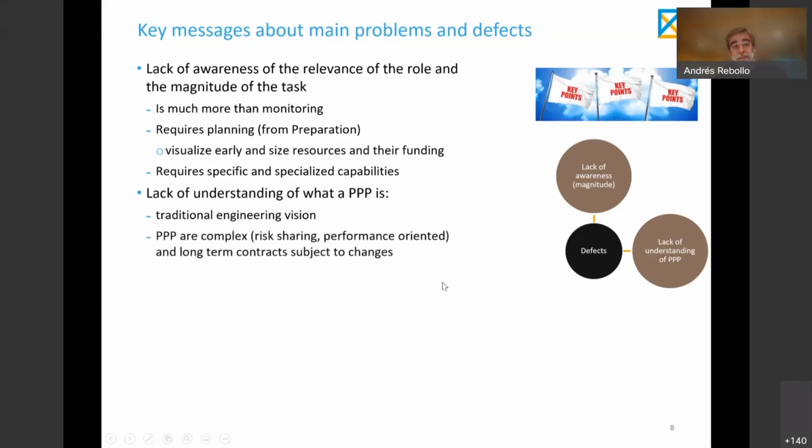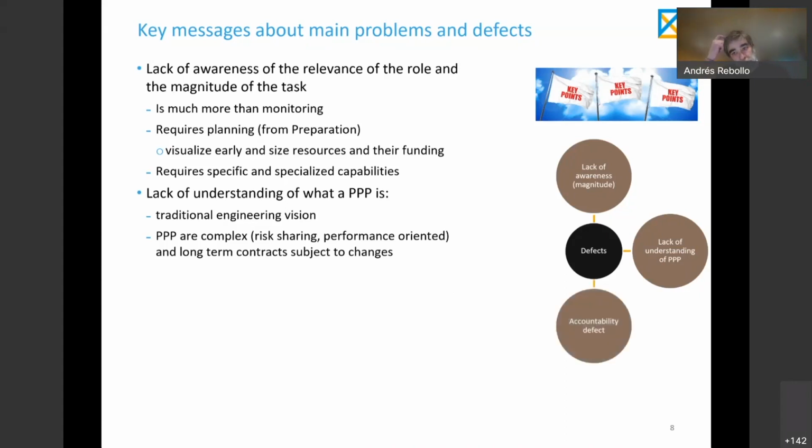And the reality is that the PPP contract is much more complex than a conventional contract. We have risk sharing, we have performance orientation. We should have or not have a prescriptive description of means and methods. And because of that, it's more complicated to monitor, it's more complicated to manage. PPPs are also long-term contracts, and for sure will be subject to a lot of changes. We need to manage changes. We will see later on what the implications of change management are.